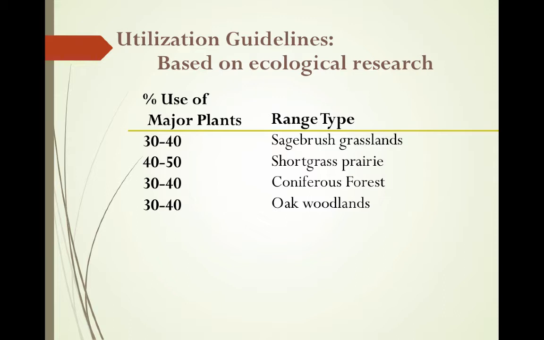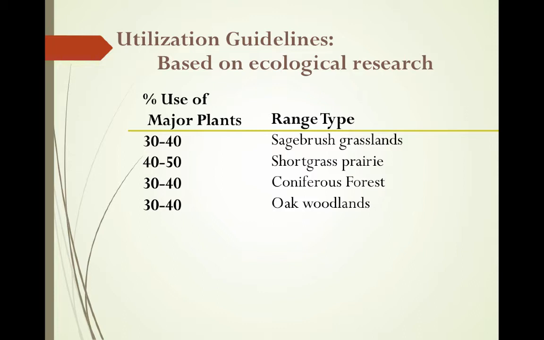So some of the utilization guidelines that we actually encompass as part of stocking rate calculations are shown in this table. So in the left-hand column, that is going to be the percentage of use of some of the major plants, and the right-hand column is going to be the rangeland type. So notice that depending on rangeland type, the percentage that you're going to want to take in the form of forage off of that allotment or that rangeland varies depending on where you're at in the country. So in sagebrush grasslands, like we've got in the Great Basin, you're only going to want to use about 30 to 40% of the plants that are out there.